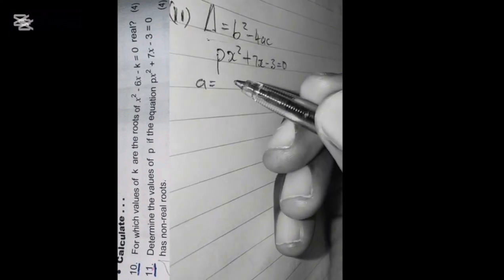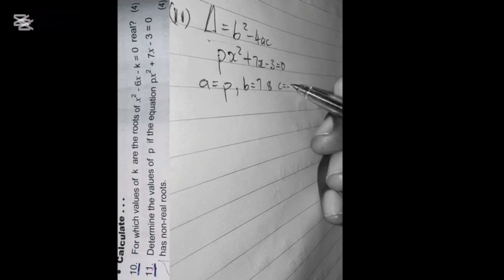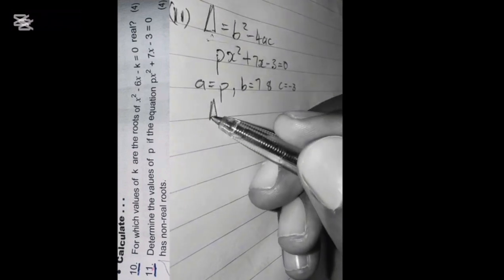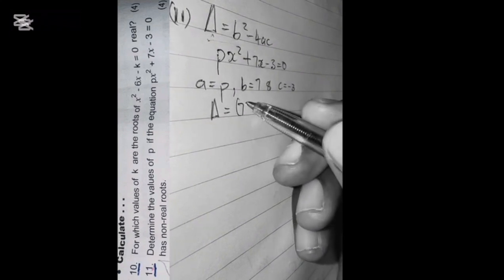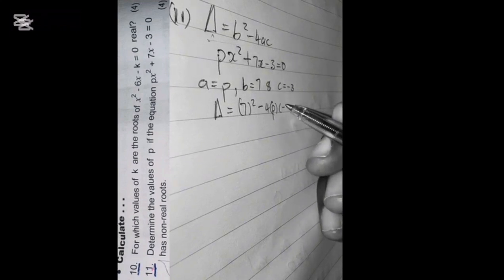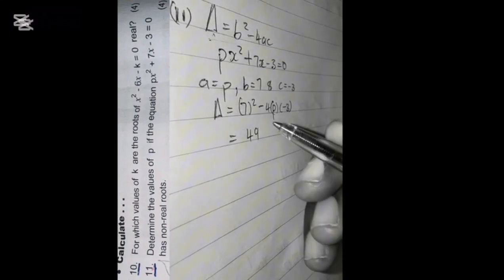And remember that the discriminant is given by this formula. In this equation, our a will be equal to p, our b will be equal to 7, and our c will be equal to negative 3. Then from here, let's find our discriminant. We are going to have 7 squared minus 4 multiplied by p multiplied by negative 3. Then from here, we're going to have 49 plus 12p. So now this is our discriminant.